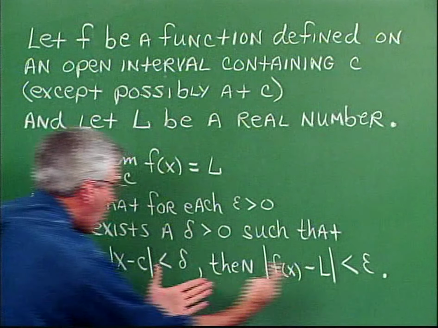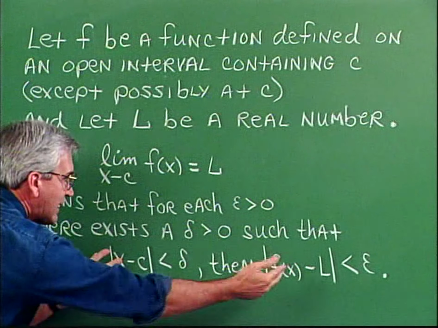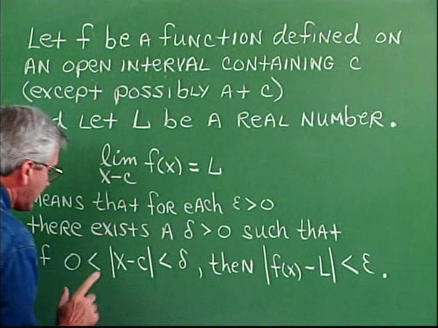If x falls within the delta region, then f of x falls within the epsilon region. That's what this means. Now, why does this mean that? Why do these things mean what we say that they mean? Well, let's examine them carefully.